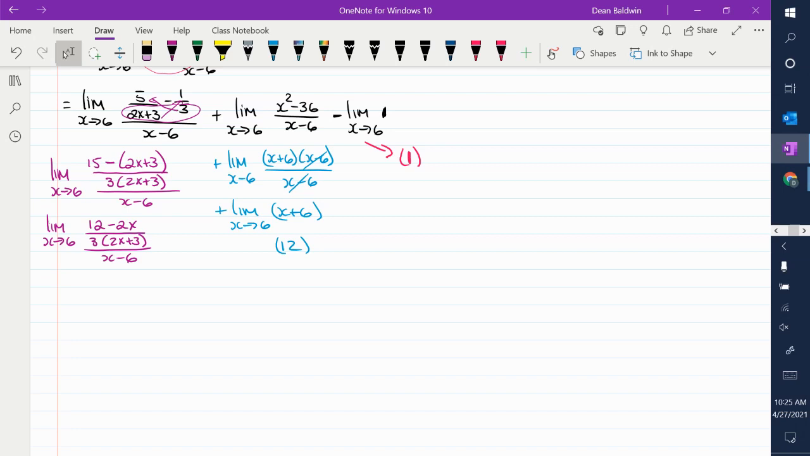So flip the bottom fraction. Remember the x minus 6, even if you want at the beginning, like up here, you can just do that if it helps you, because the x minus 6 is the bottom fraction. So when you flip it, you're going to get the limit of 12 minus 2x over 2x plus 3 times 1 over x minus 6. Okay.